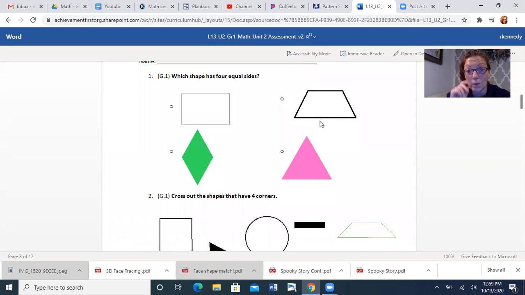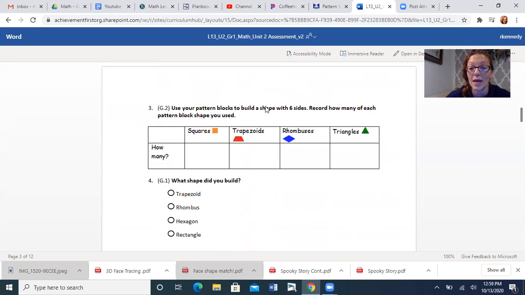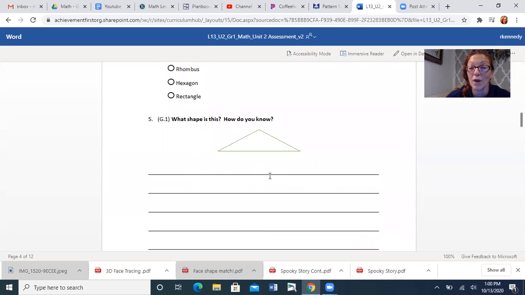This will be uploaded through Kami, so please make sure that you complete this. Please read the questions to the students, but do not help with any of the answers. You may help them write the words, but please do not help them think. All that hard brain work is the first grader's job.